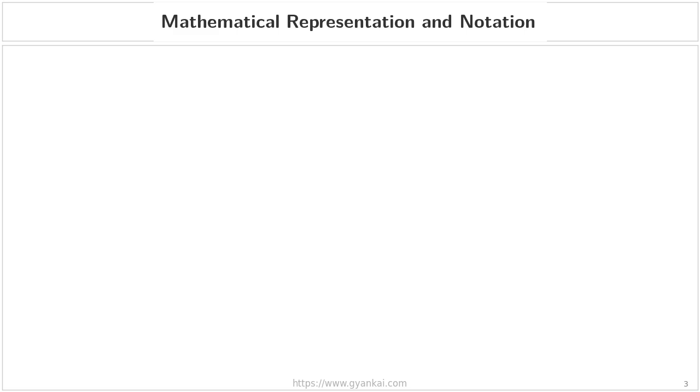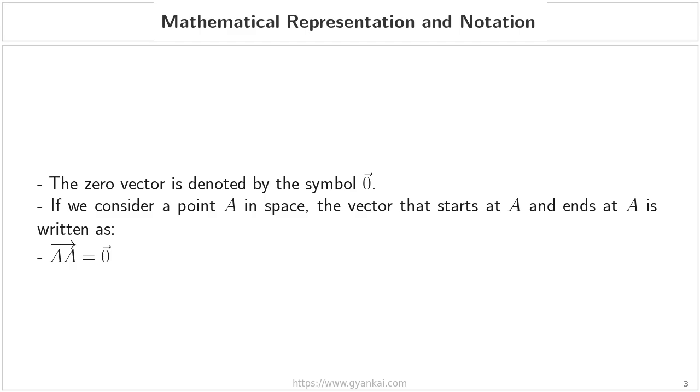Mathematical representation and notation. Now that we have established the conceptual idea that a zero vector occurs when there is no movement between 2 points, let's look at how we actually write this down in mathematical notation. First, we need a specific symbol to represent this concept so we don't confuse it with other vectors. We denote the zero vector using a 0 with a small arrow on top of it, which we pronounce as vector 0.